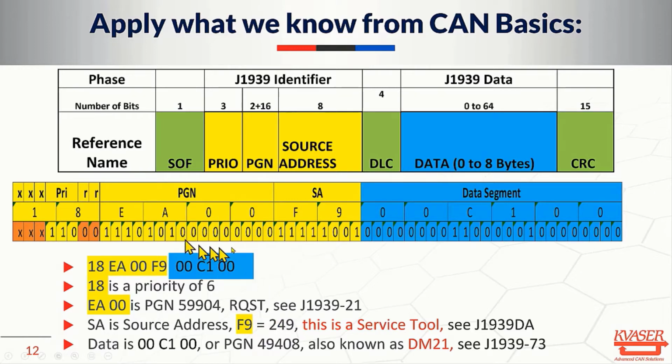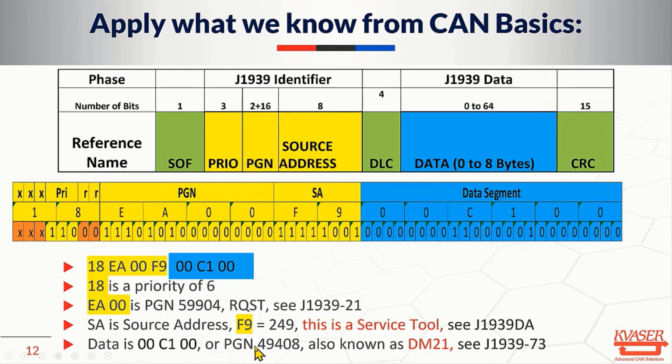And it could break down further than that. What is it requesting? EA00 is a request message. Out here we have the source address, which is the next byte, and the source address in this case is F9. If we look in J1939 DA, the digital annex, we will see that an F9 is the service tool. It translates to 249 decimal, and 249 decimal is the service tool. So we know a service tool is requesting something using the request message. What is it requesting? We get into the data to figure that out.